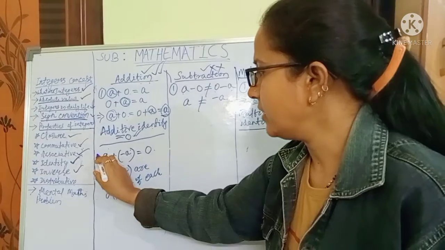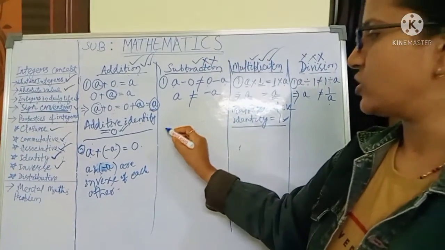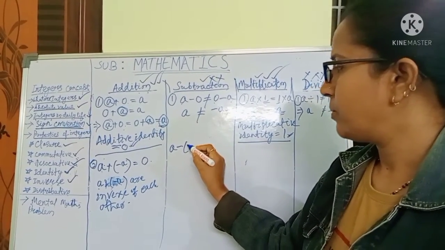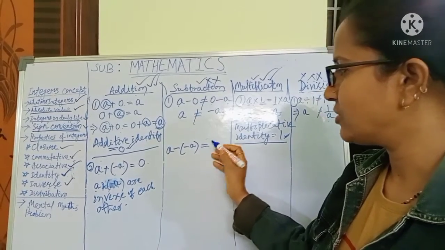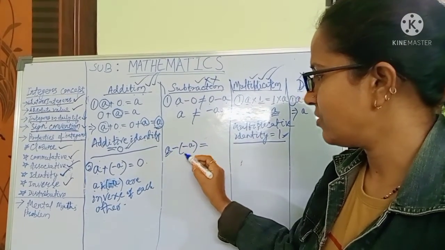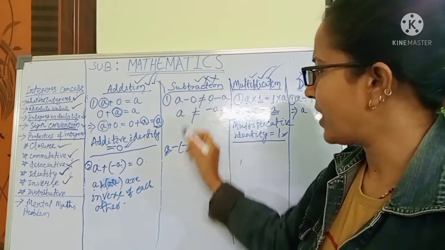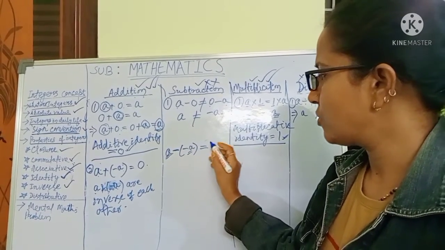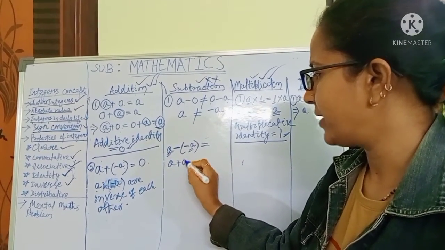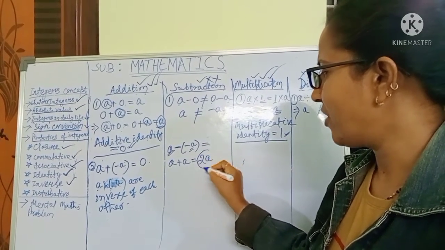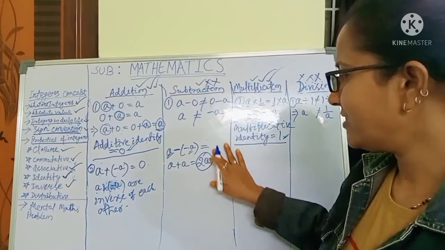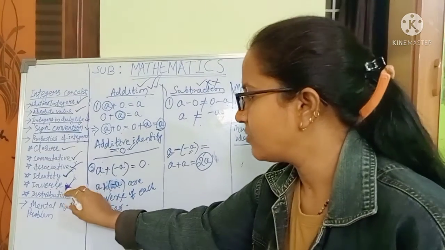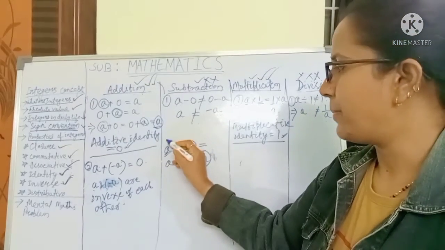So we'll check that property for subtraction. If I write a minus of minus a, do we get 0 or not? Because a is the inverse of minus a. But in subtraction, we are giving the minus sign here. So what will be the result? A plus a, we get 2a. So we are not getting 0 in the result. We should get 0 to get the inverse. So in subtraction, this inverse property cannot be applied.